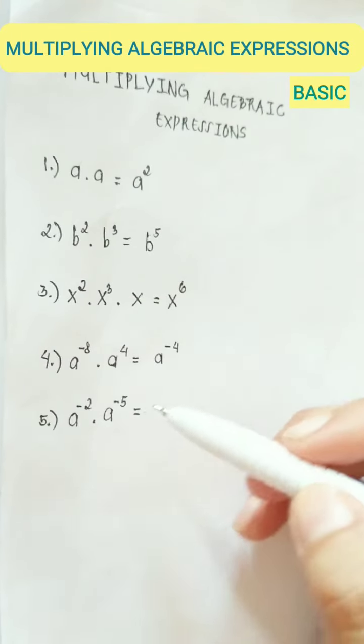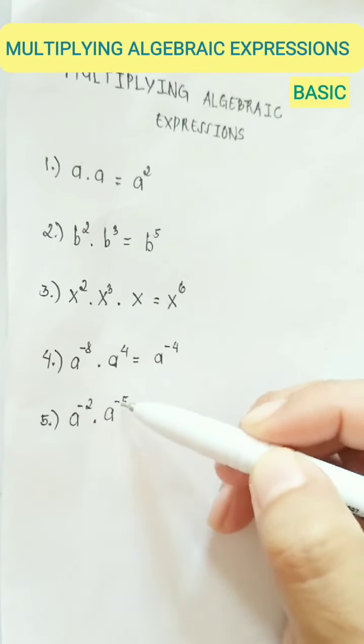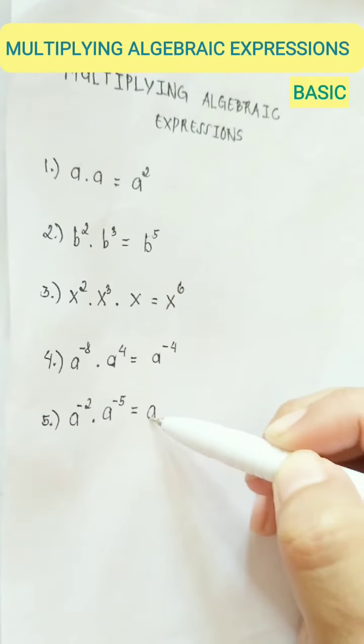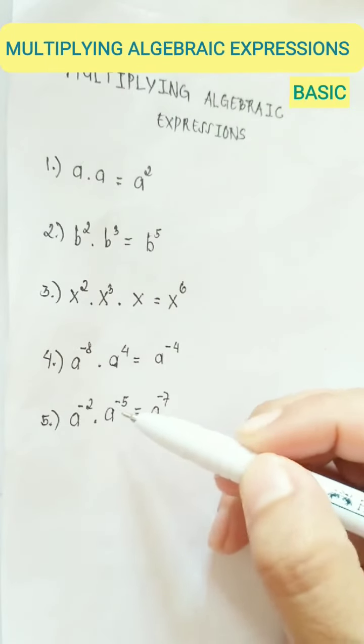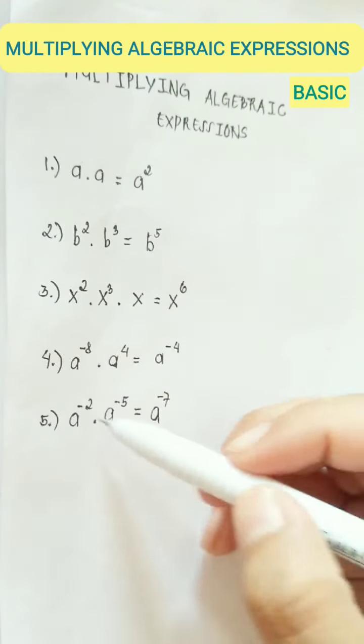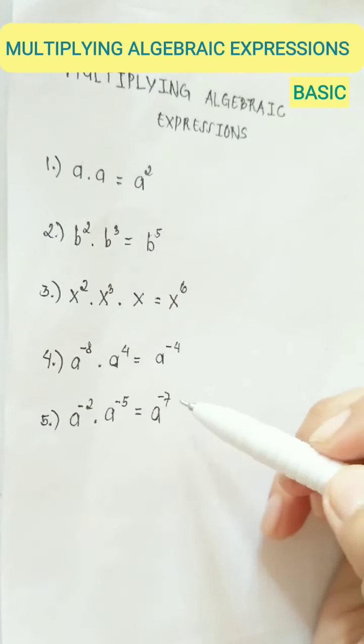Next, we have here a raised to negative 2 times a raised to negative 5, that will give us a raised to negative 7. Since we have like signs, we have to add, and the sign is negative. So that's something.